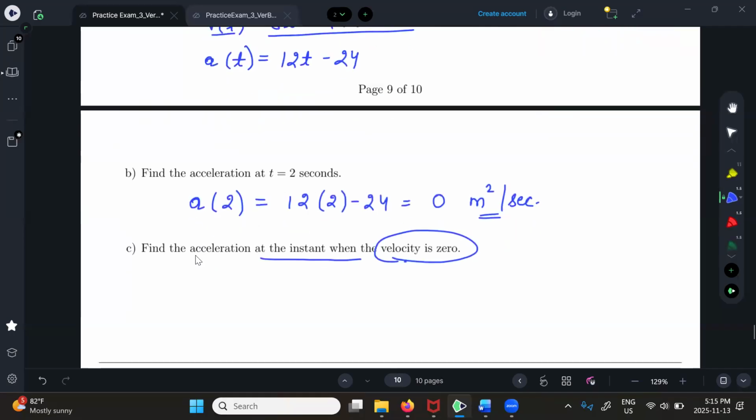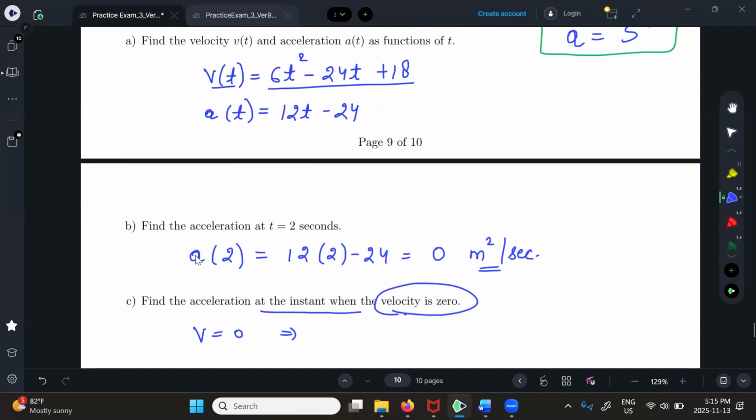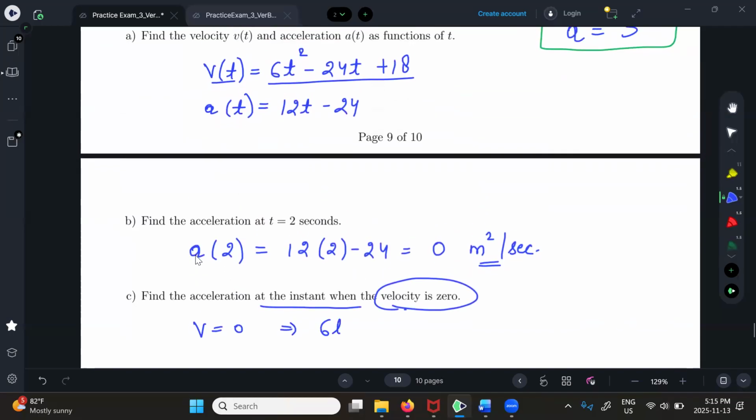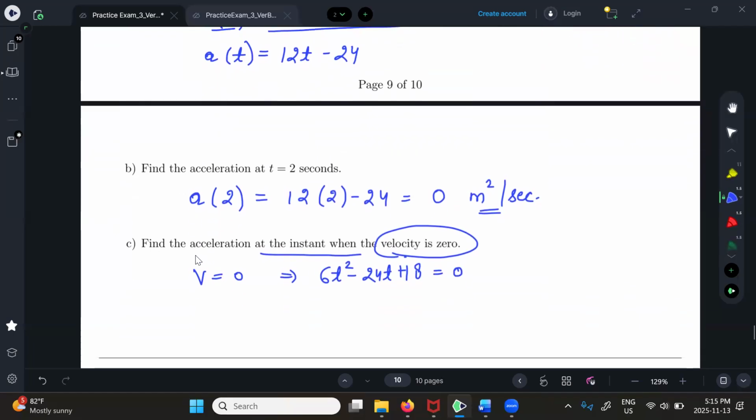So, velocity is 0 means you have to solve for the quadratic. So, 6t square minus 24t plus 18 equals 0. Now, factor this. What do you get? Factor this, you get t square. I'm going to divide by 6 first.